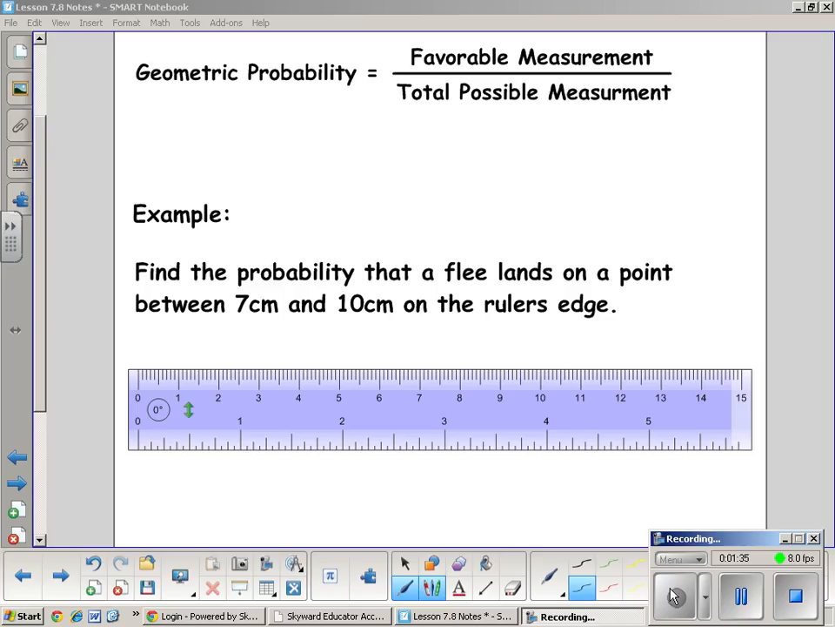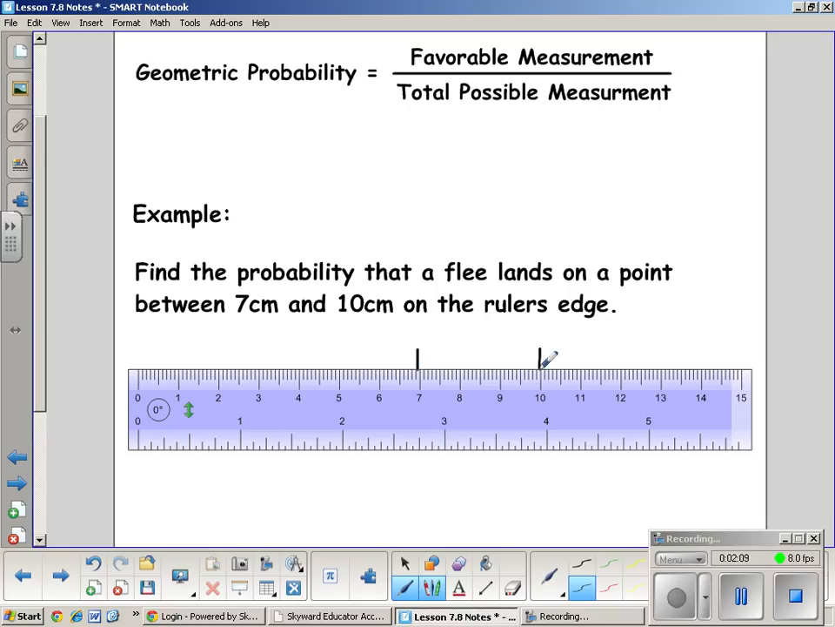So if we look at this ruler here, we're going to look at the metric side, 0 to 15. They're not really centimeters anymore on this size of the screen, but that's originally what they were. So what we're saying is the flea is going to land somewhere on the edge of this ruler between 0 and 15. And we want to find what's the probability that they'll land between 7 and 10.